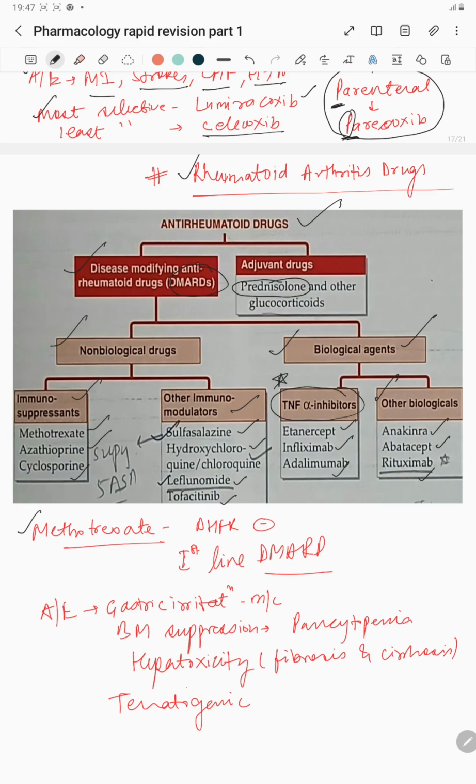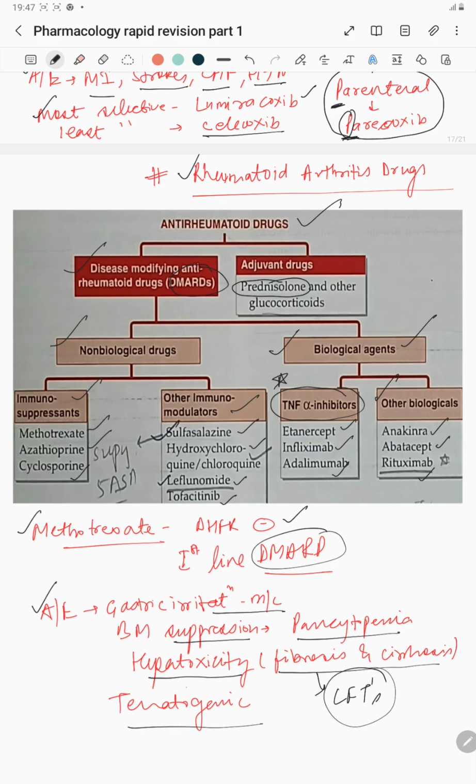Methotrexate is an important first-line drug given in rheumatoid arthritis patients, which is a dihydrofolate reductase inhibitor. First-line DMARD. The important adverse effects are gastric irritation, the most common side effect, bone marrow suppression leading to pancytopenia, and hepatotoxicity leading to fibrosis and cirrhosis. So regular liver function tests are done in a patient on methotrexate, and it's a teratogenic drug as well.